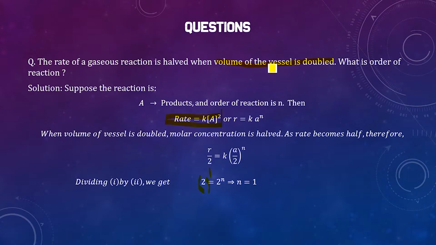And here you can also do mental maths. The volume of the vessel is doubled, so the concentration will be half. And in the question it is also written that the rate of reaction is also half, that means it is exactly directly proportional. Yes, isn't it? So the order of reaction is just 1. Only then, if the concentration of the reactant is half, will the rate of reaction also be half. Yes. So let's move to the next question.